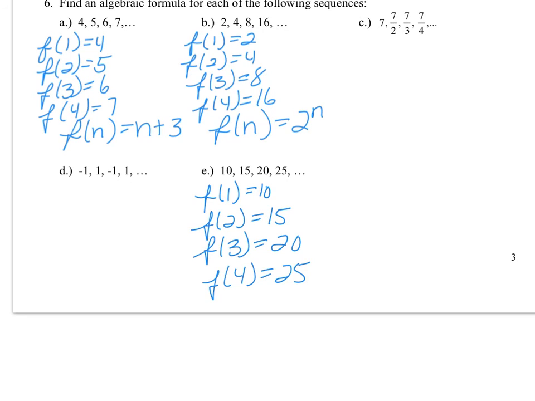Am I going up by, no. Oh, I'm multiplying by 5 and then I'm adding 5. Let's see if it works. So it would be f of n equals 5n plus 5. So 5 times 1 is 5 plus 5 is 10. 5 times 2 is 10 plus 5 is 15. 5 times 3 is 15. Yep, it works. So my formula is f of n equals 5n plus 5.